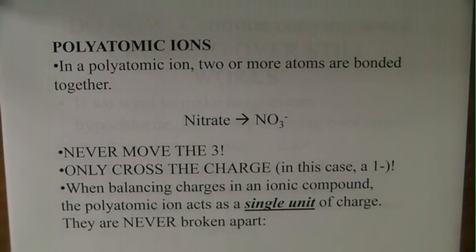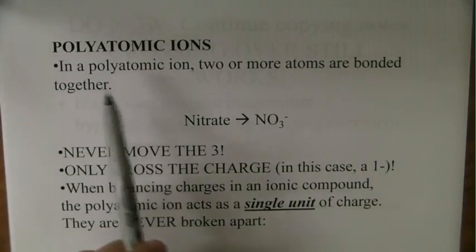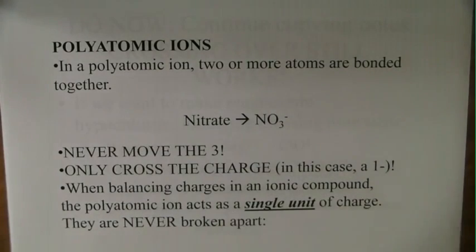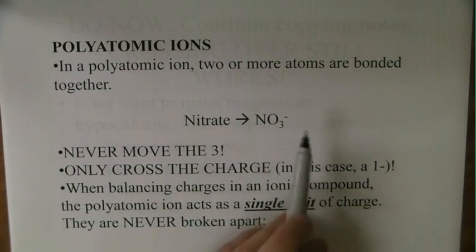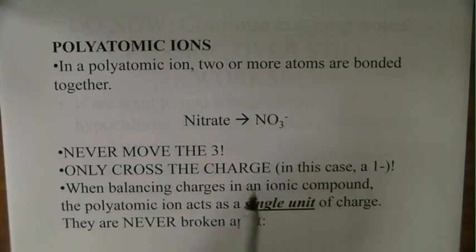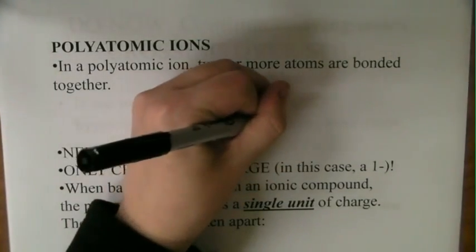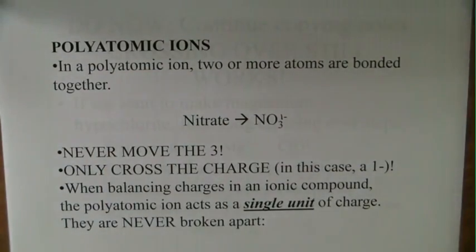Just like I showed you a couple seconds ago, in a polyatomic ion, 2 or more atoms are bonded together. Notice nitrate is a good example. Remember, when we have just a minus, it's like there's a 1 there. We just don't write it. You certainly can write the 1 if you want to.